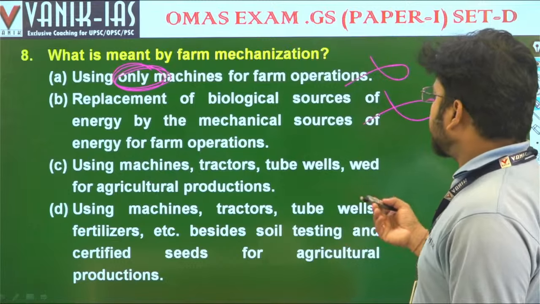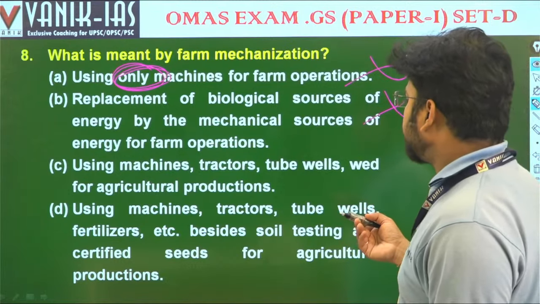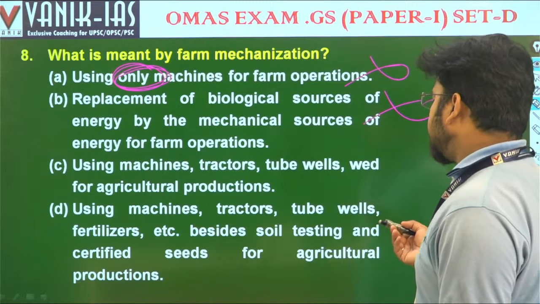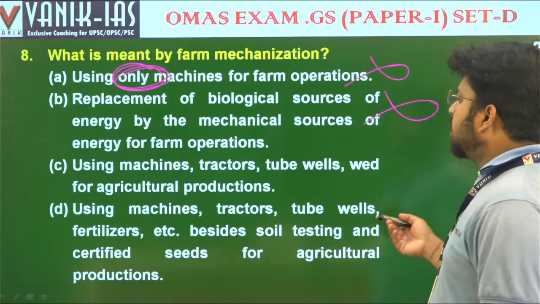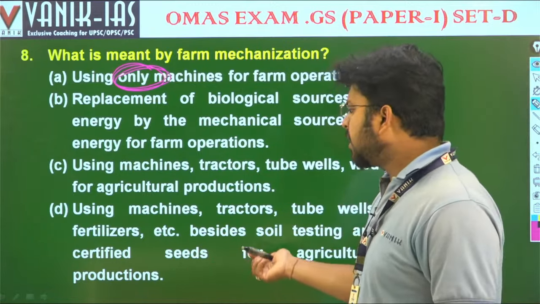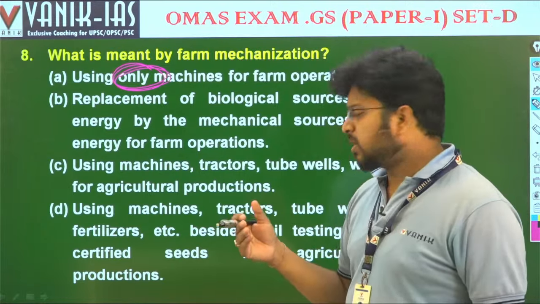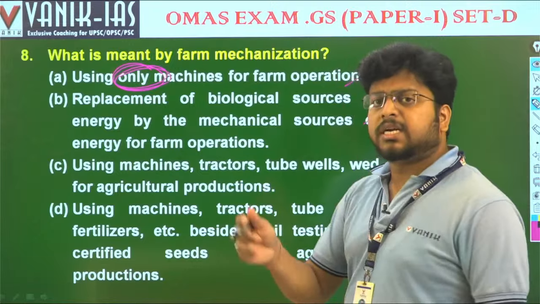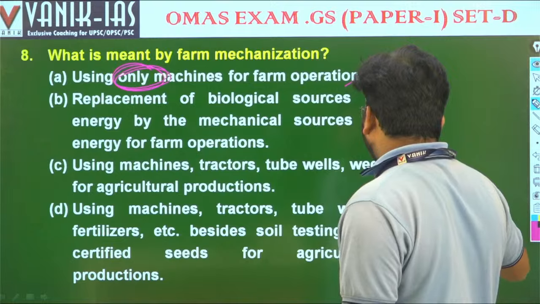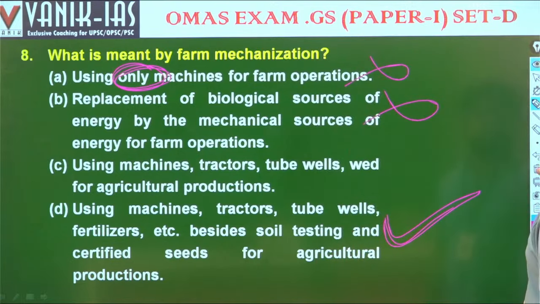Using machines, tractors, tube wells, fertilizers, etc., besides soil testing and certified seeds. This is right, but this is more right because more dimensions are covered, like certified seeds. That is also one thing. And also soil testing, that can be done by mechanization. Obviously, this option D will be the most comprehensive and right answer regarding farm mechanization.